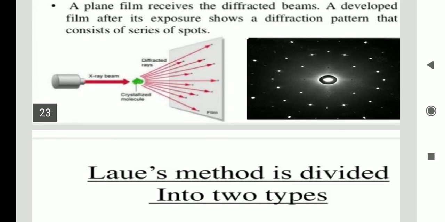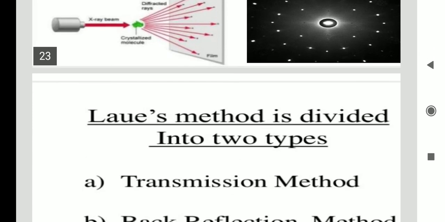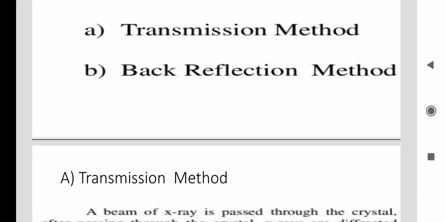You can see the center one is very bright because of the constructive interference. When you go away from the center, you will see non-brightness. That non-brightness is indicating destructive interference. So here, how many types is the Laue method? The Laue method is divided into two types. One is the transmission method. The other one is the back reflection method.